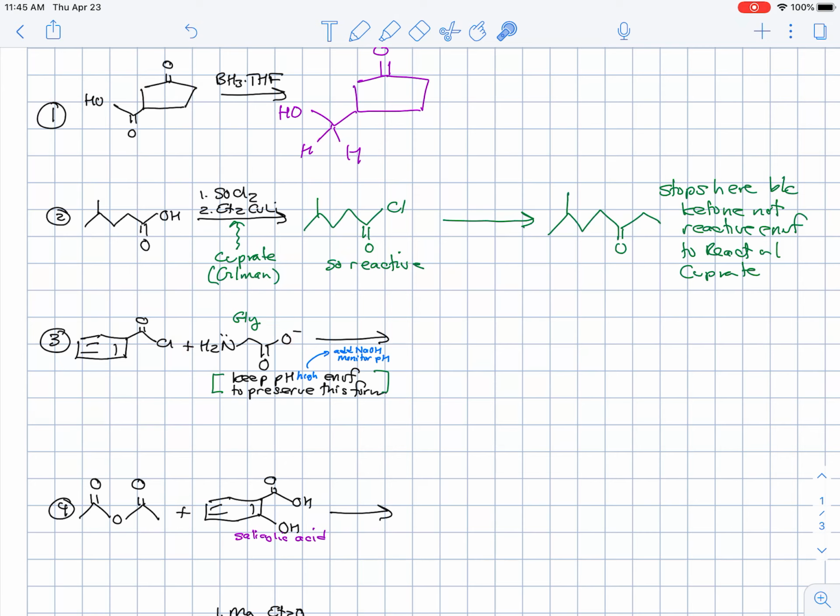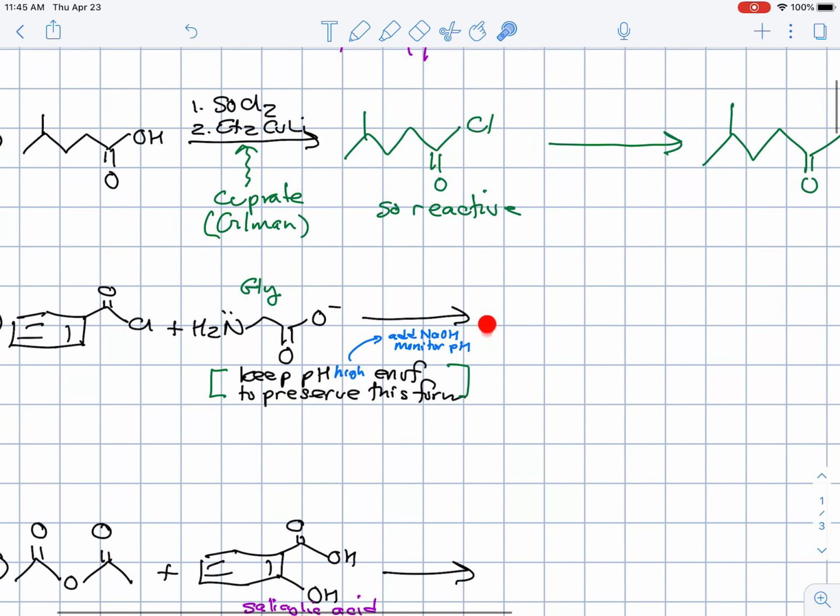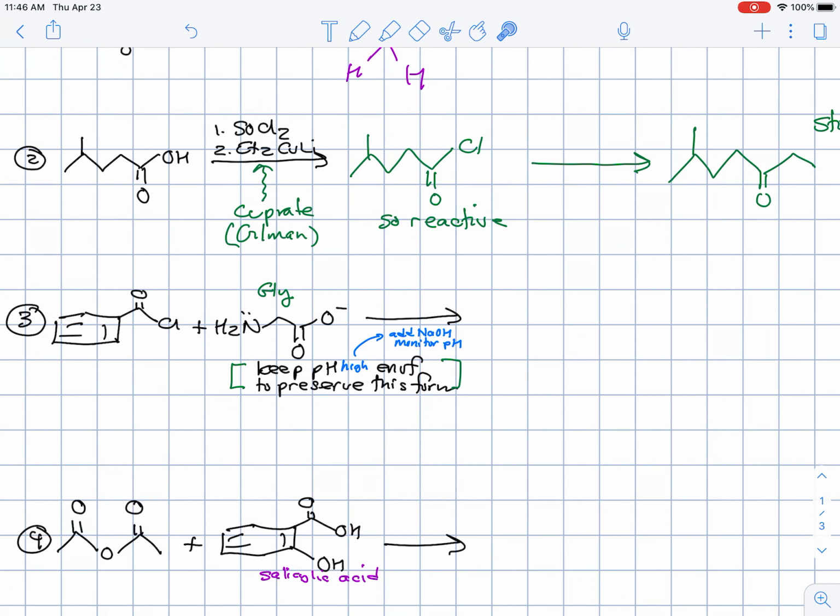And instead of using an excess of the amino acid or adding pyridine, what we do when we do this particular lab is we add sodium hydroxide dropwise and monitor the pH. And the idea is to keep the pH high enough so that we have this form of the amino acid. As you raise the pH, what's going to happen is you're going to protonate this nitrogen before you protonate this oxygen, and then you don't have a nucleophile anymore.